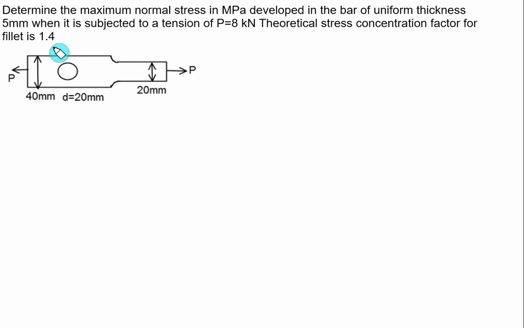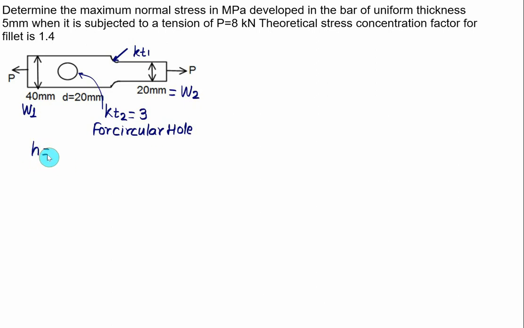Theoretical stress concentration factor at fillet is known, that is, this value of stress concentration is equal to KT1. One stress concentration you have to find out at the hole, that will be equal to KT2, and for a circular hole KT2 is always equal to 3, that is known to us. So let's say here 40 mm is the width equal to W1, diameter is equal to 20, and this width will be equal to W2, and we have thickness equal to H, given as 5 mm.